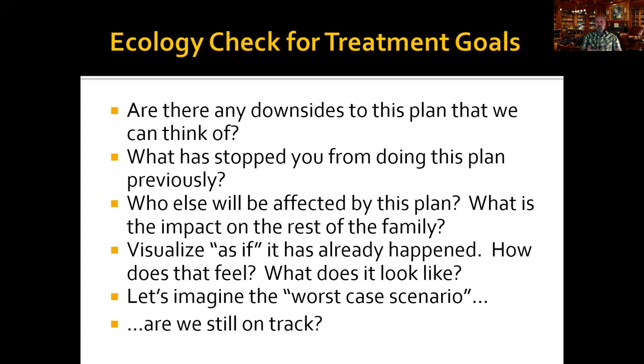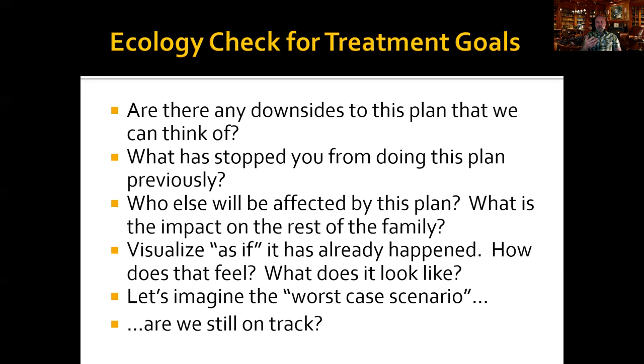And so the ecology check is, you've developed a treatment plan that has treatment goals on it. Before you launch, you need to do a double check. Is there any downside to this plan? What stopped us from doing this plan previously? Who else is going to be affected by this plan? What's the impact on the rest of the family? For example, maybe the family comes up with this great idea that they're all going to go to Al-Anon meetings together, but they have babies at home and they don't have childcare, right? That would be an example of, oh, well, we need to figure that out before we can launch this plan to go to the Al-Anon meetings.